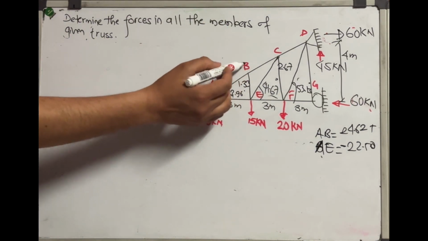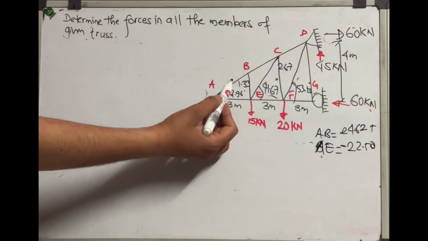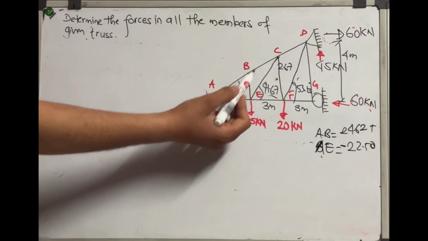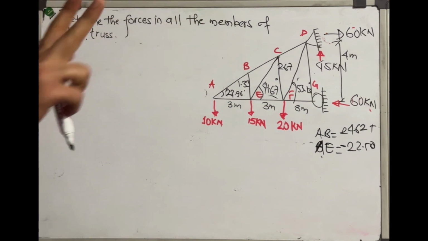When you go to joint B, there is 1, 2, 3 unknowns, right? 3 unknowns and 1 unknown AB. One value AB is already determined. So there will be BC and BE unknown. 2 unknowns. 2 unknowns can be solved by 2 equations.